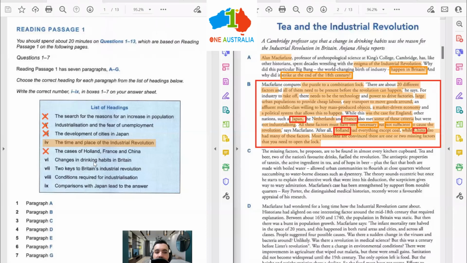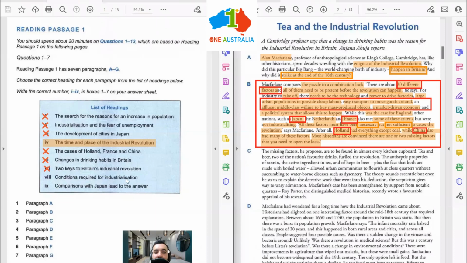Next, changes in drinking habits in Britain. No mention of any kind of drinking habits in this paragraph. 2 keys to Britain's industrial revolution. They have not mentioned 2, they have mentioned 20 different factors, guys. Please focus here, 20 different factors, okay? And they have in fact not listed all of them, they have just listed a few of them. So this also is not the heading. Reason being, if the heading would have been 2 keys, then this paragraph would only talk about 2 main factors, not all of them, right? So this is also not the heading.